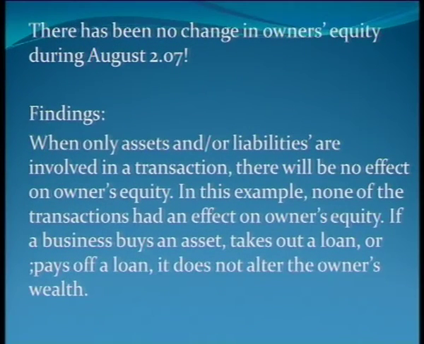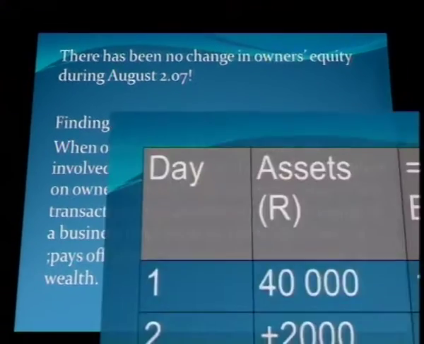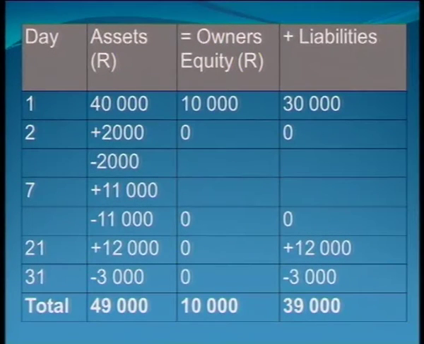There has been no change in owner's equity during August 2007. Why are you saying there has been no change? Because the only transaction was in the beginning of the year where he took a loan, where he also took personal funds of 10,000. Throughout the month of August, there was no change in owner's equity.